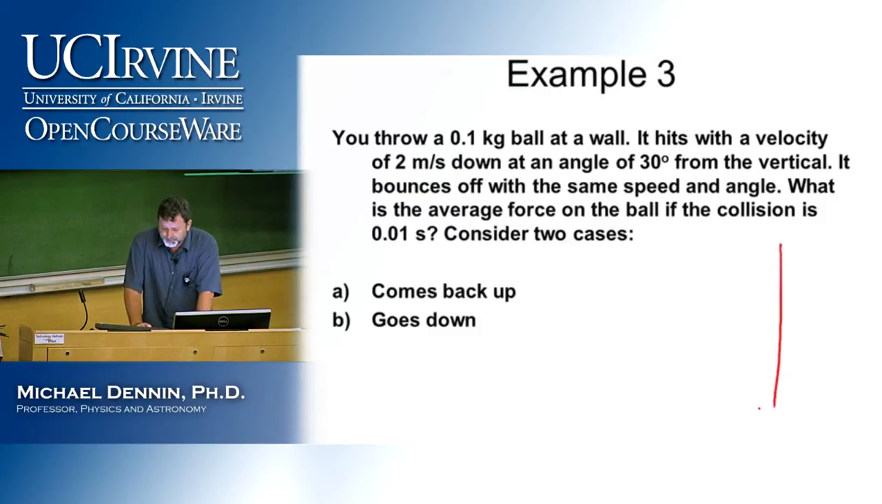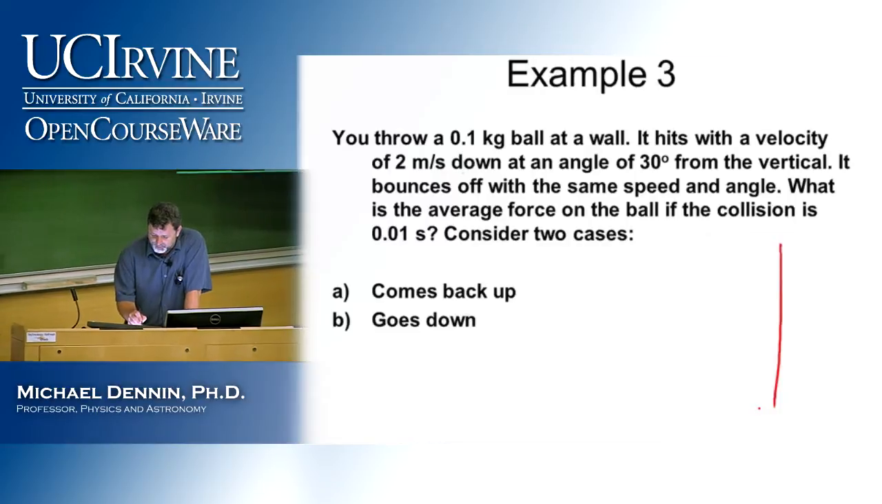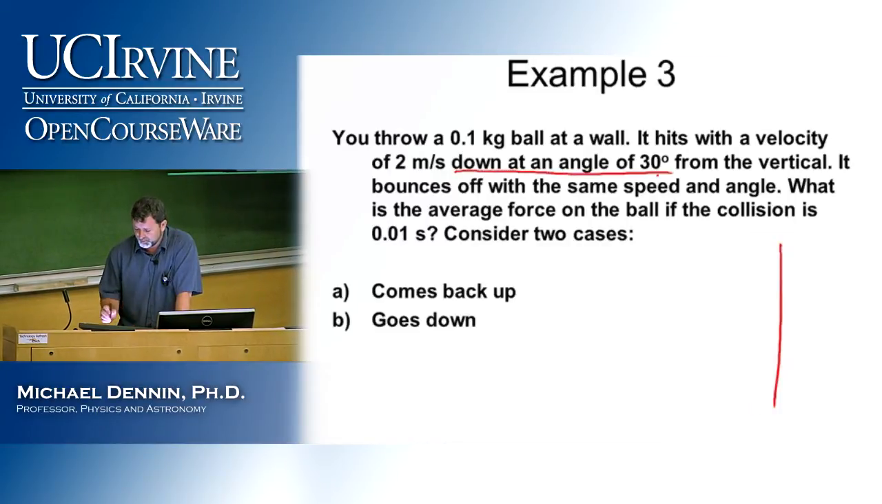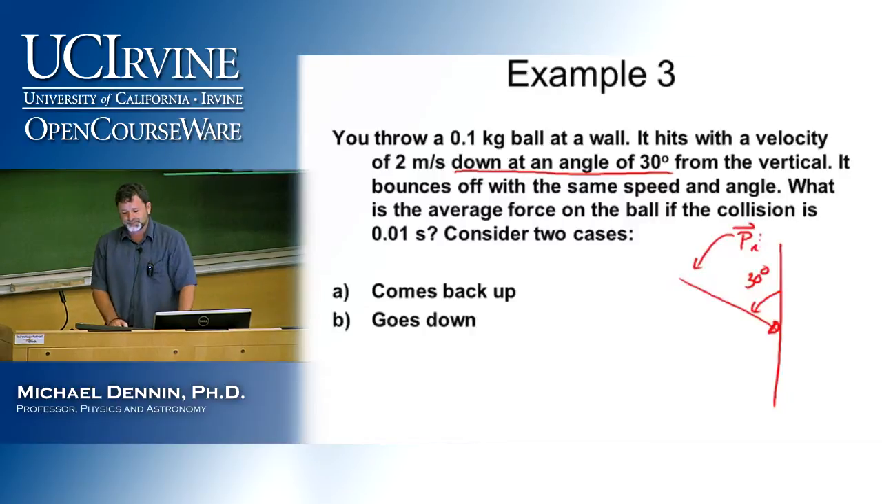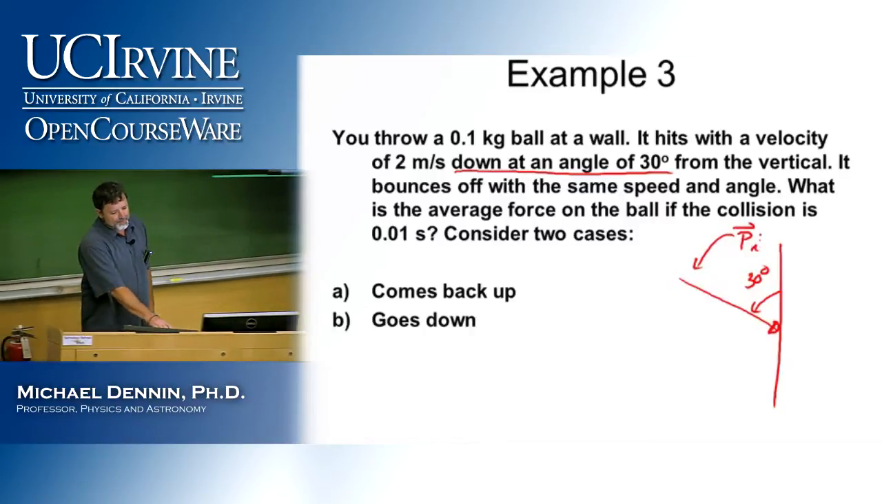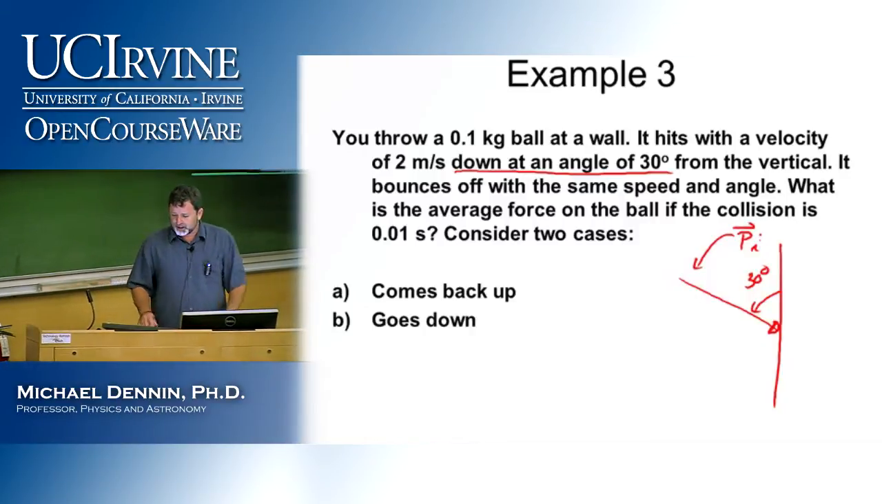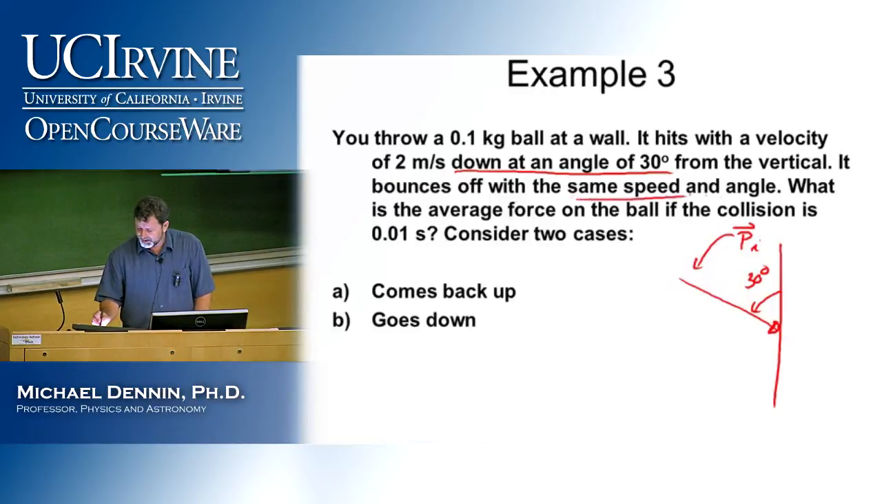Now notice, we're throwing it down at an angle of 30 degrees from the vertical. So this is the incoming ball. So this would be its initial momentum for either problem. Now I wrote the problem a little generically. I say it bounces off at the same speed and angle. What is the average force of the ball?